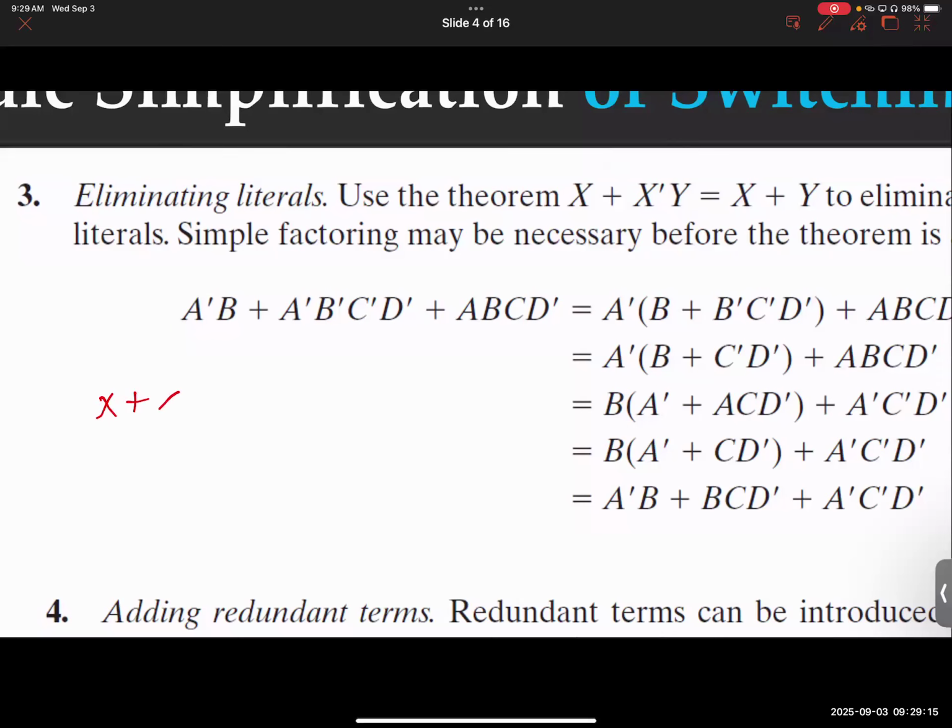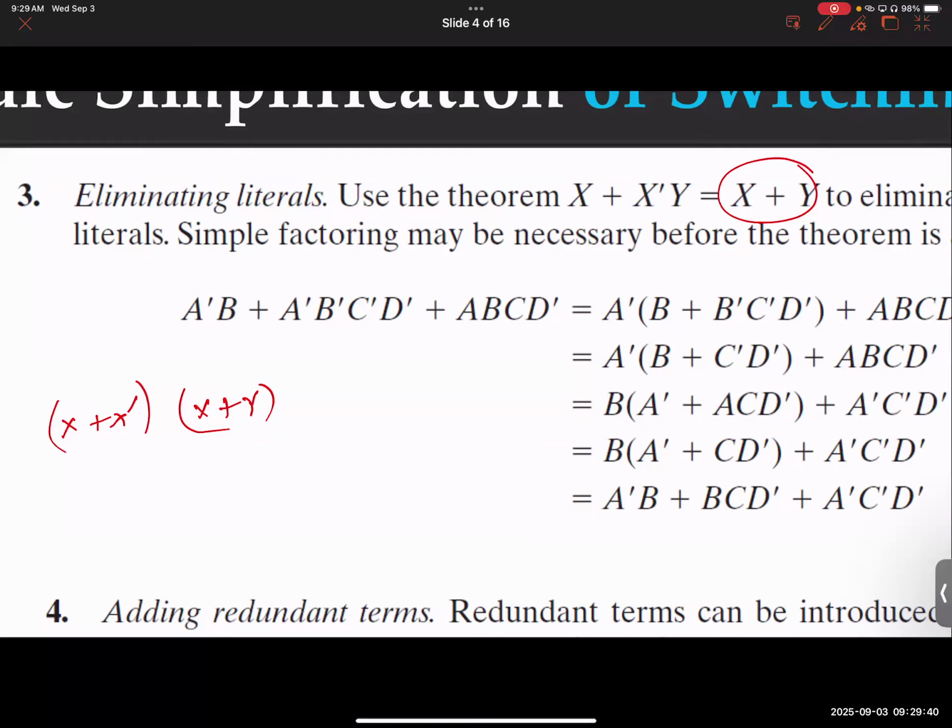So x plus x prime y. If you try to prove this equals x plus y, it's a little bit challenging. You don't really know which term to bring in, but it's typically easier to prove the other way around, to prove that the right hand side equals the left hand side. I'll show you how. X plus y is the expression that you have on the right hand side. I'm going to multiply it with x plus x prime.